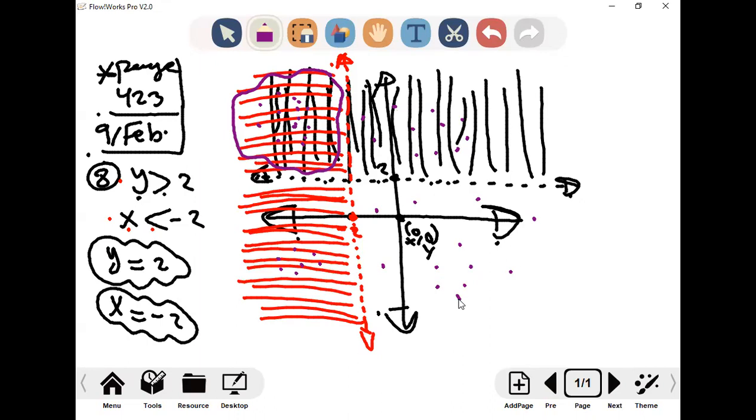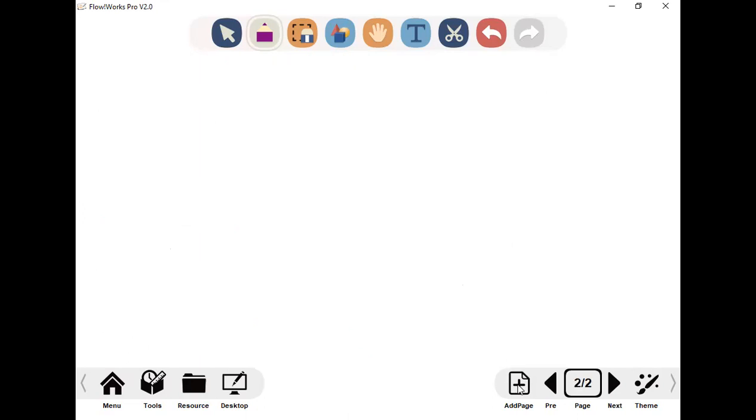Is this area ending here? No, this is forever, guys. Don't forget that. Forever. Done? This is question 8. Do you understand it? Done question 8? Done. After question 8, we have question 11.